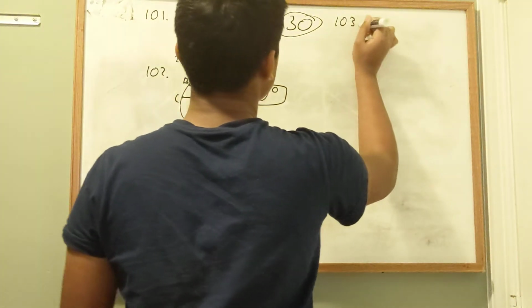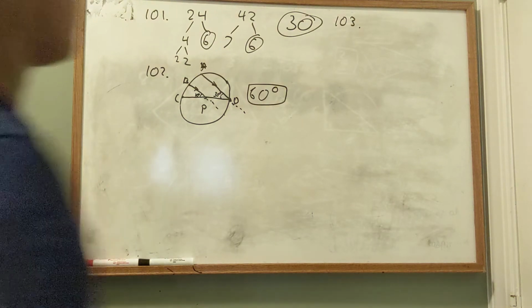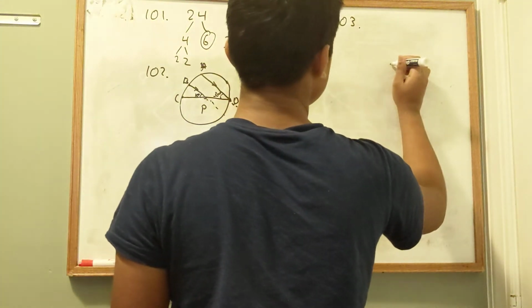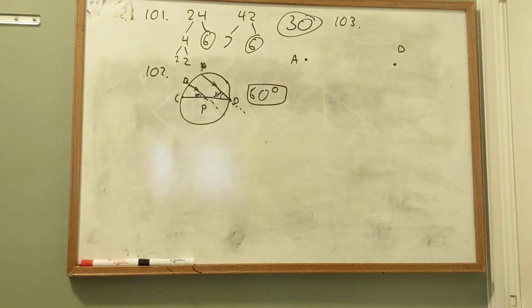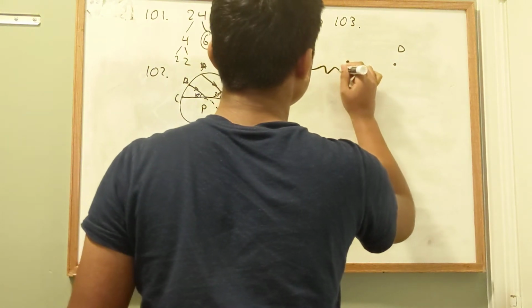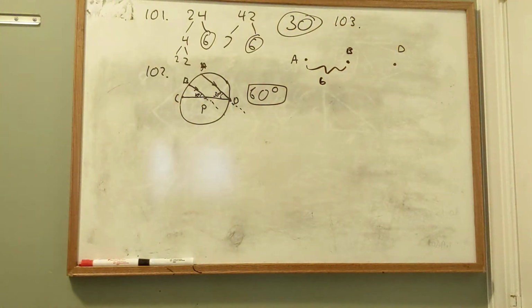I'll do 103 over here. Points A, B, C, D, E are collinear. Let me draw them. So we have A over here, and I'm going to put D over here first. It first tells us that B is the midpoint of segment AD, and AB is 6. And then it tells us that D is 3/4 of the way from A to E.